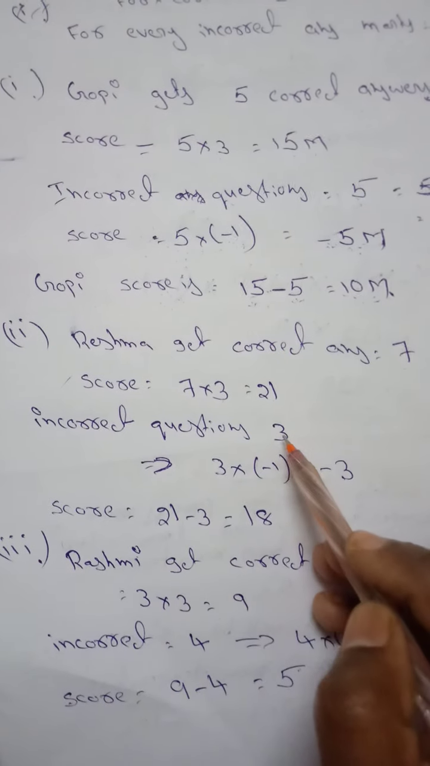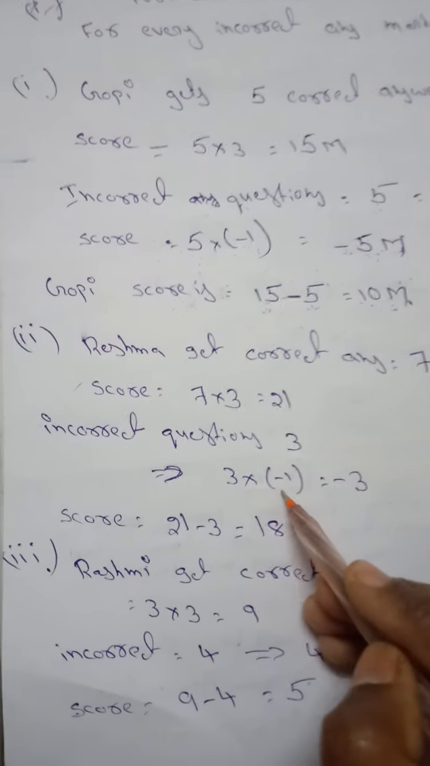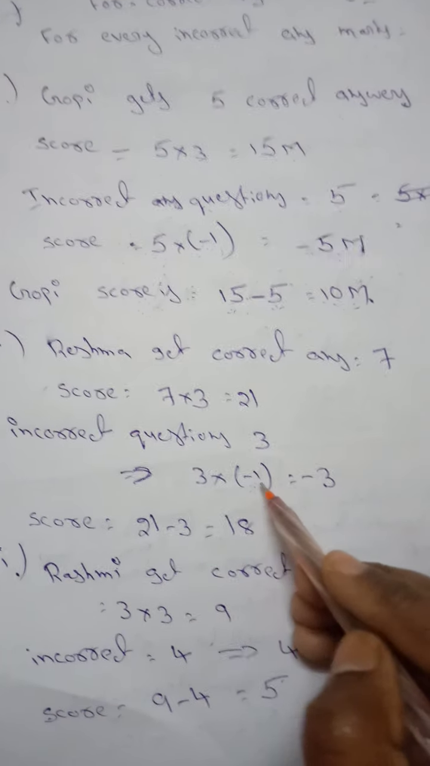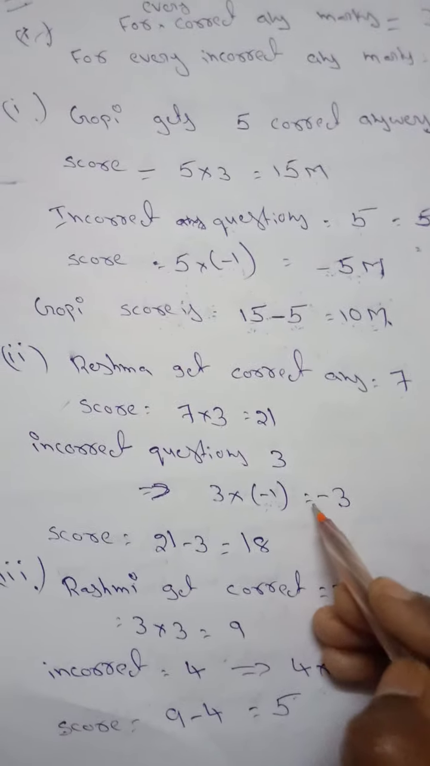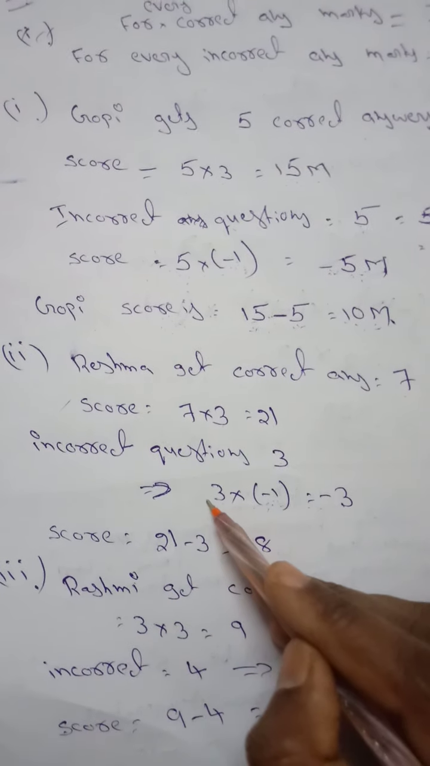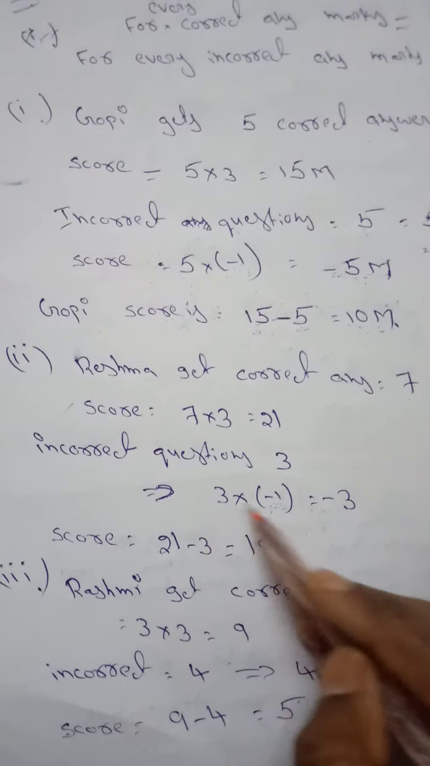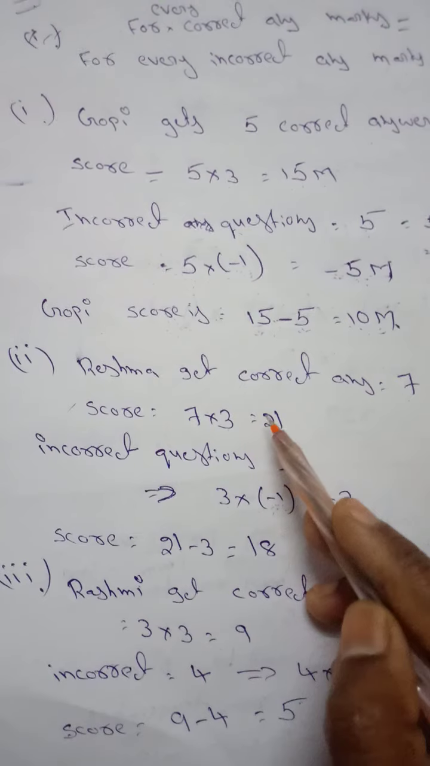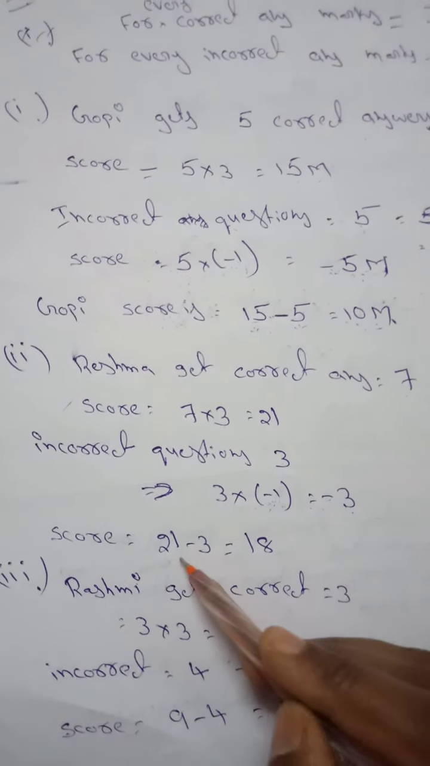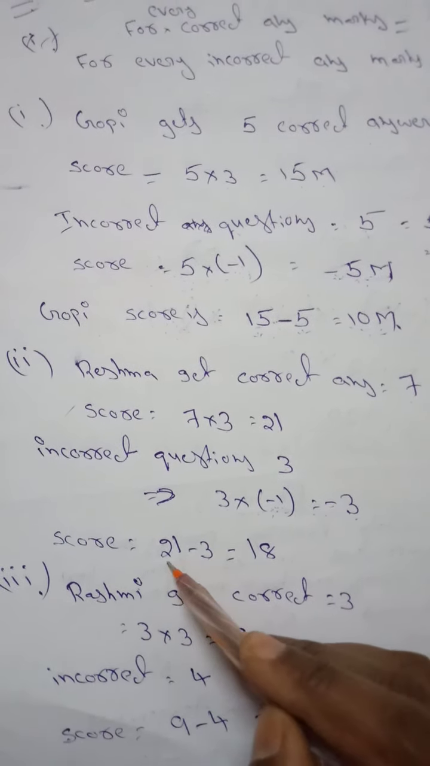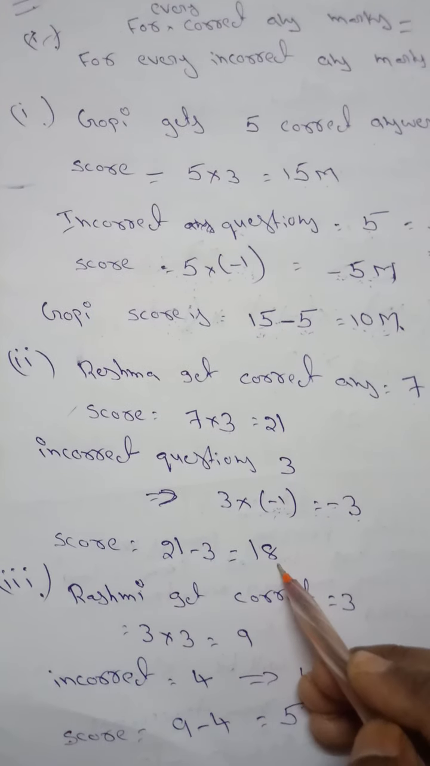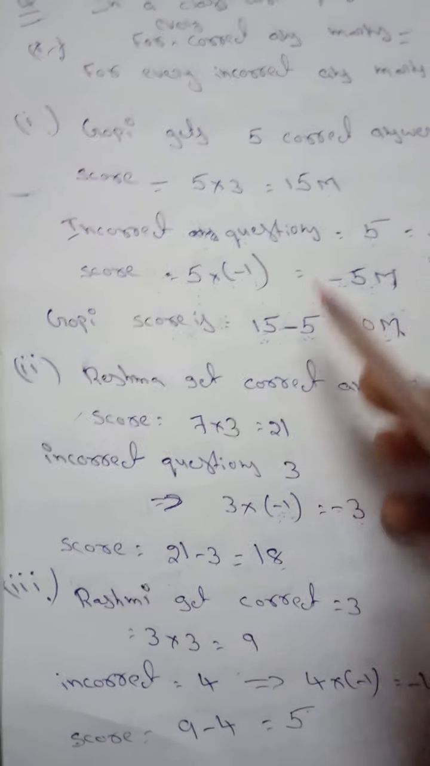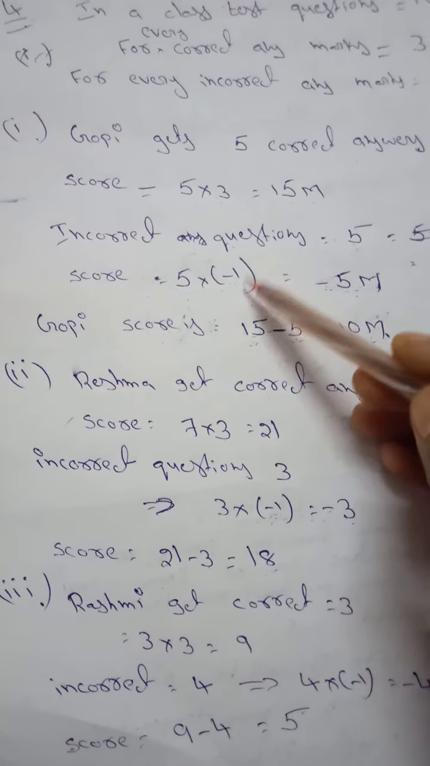Again, how many incorrect questions? 3. For an incorrect question how many marks will be there? Minus 1. So 3 into minus 1 is minus 3. Plus into minus, minus. So for the correct questions, 21 marks. For the incorrect, minus 3. So 21 minus 3 is 18. So what is Reshma's score? 18 marks.